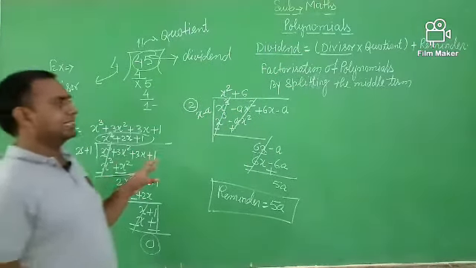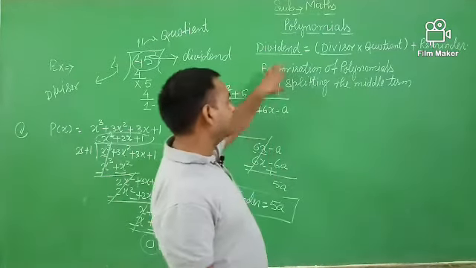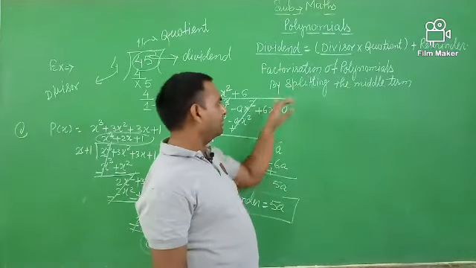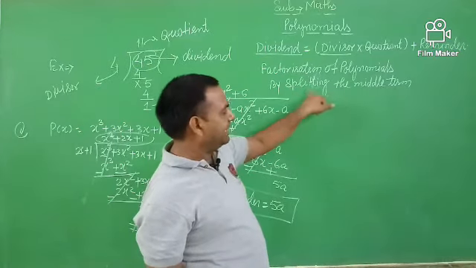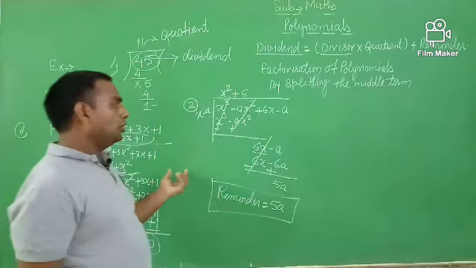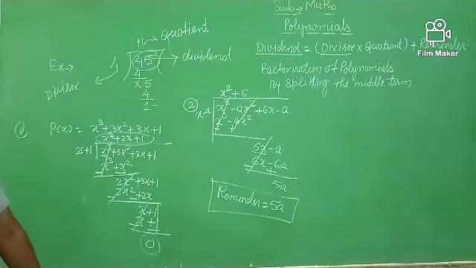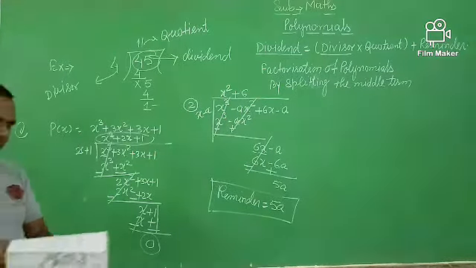Factorization of polynomials. How can you factorize polynomials? The first method is factorization of the polynomial by splitting the middle term. Suppose any quadratic polynomial is given. In the case of quadratic polynomials, how can you factorize? First you split the middle term.